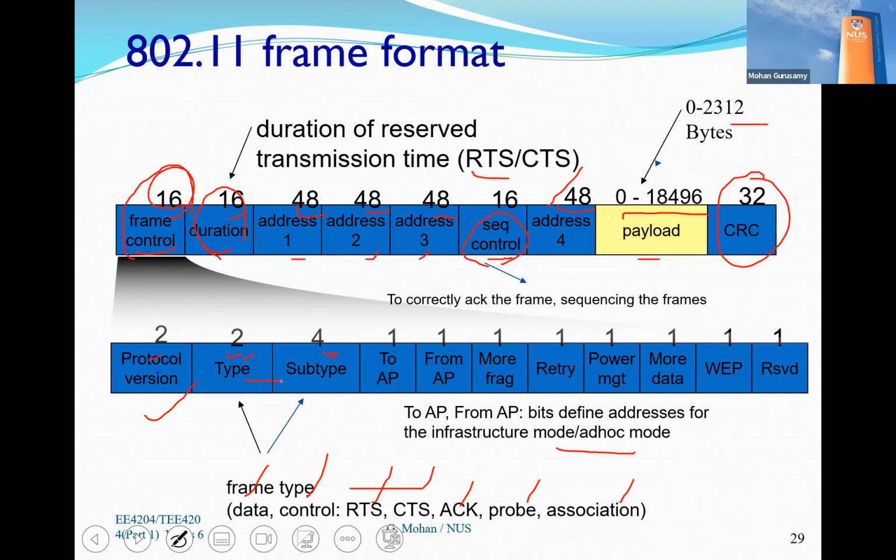These bits, to access point and from access point, specify the direction, whether the frame is sent to the access point or is coming from the access point. Power management: unlike Ethernet, there is power management, sleep and other things. Similarly, WEP is for encryption, and some bits are reserved.